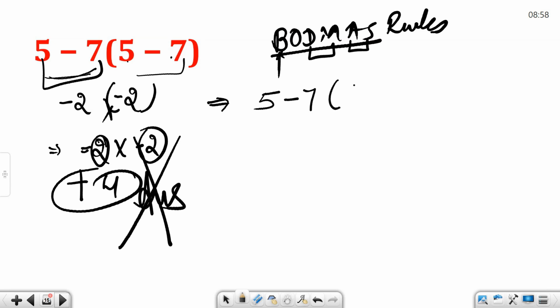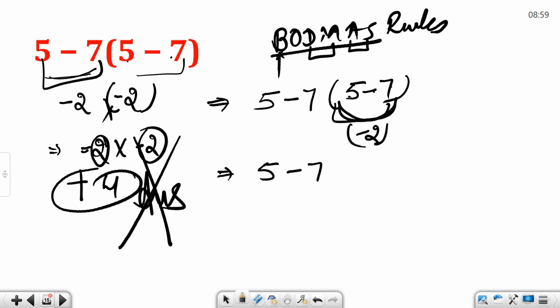5 minus 7. According to the BODMA rule, we solve the brackets first, so 5 minus 7 equals minus 2 inside the brackets. 5 minus 7, that's minus 2 in the brackets. Remove the brackets and do the multiplication.